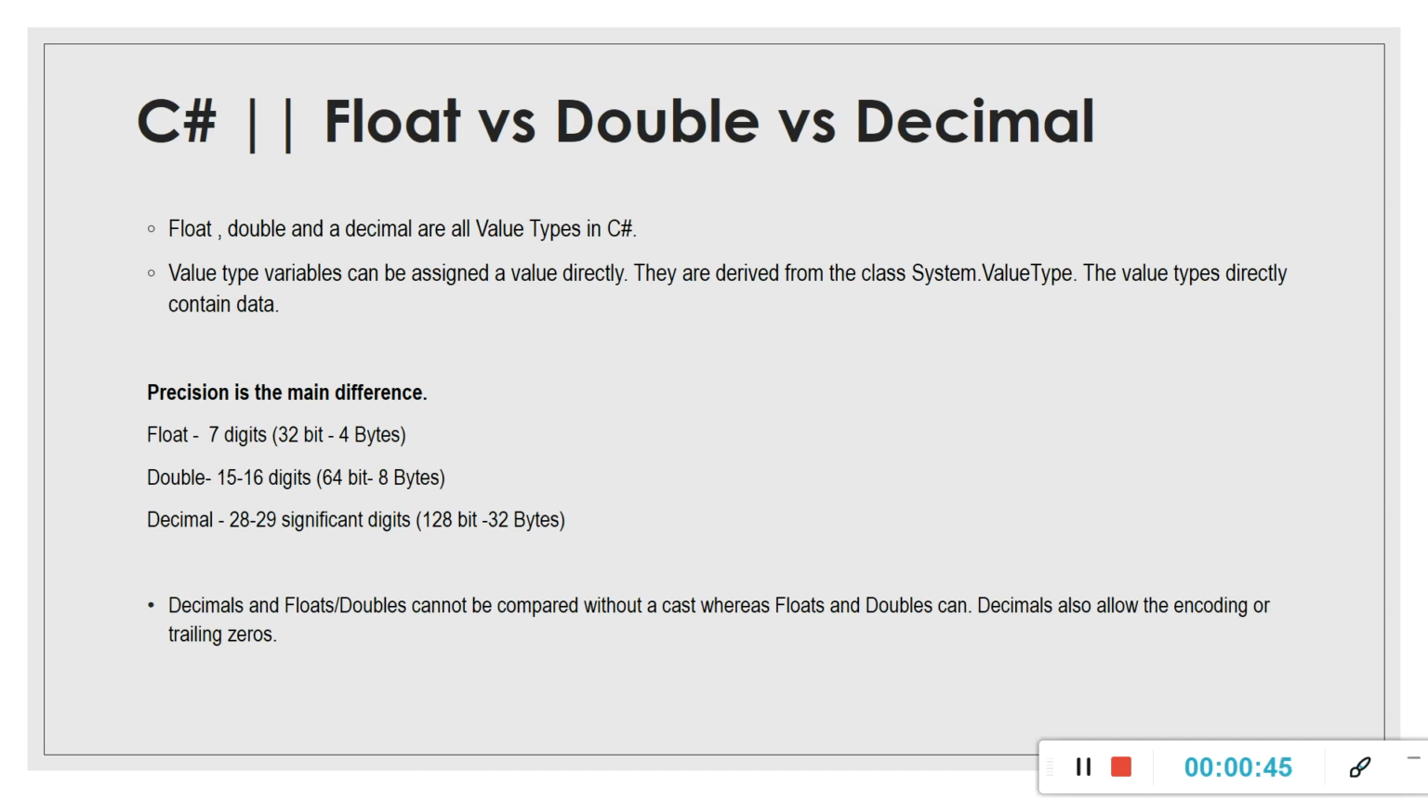So you can see float has a size of 32 bits and double has a size of 64 bits, and the precision is 7 digits for float, 15 to 16 digits for double, and 28 to 29 significant digits for decimal. And one important point, decimal and float or double cannot be compared without a cast, whereas float and double can. Decimal also allows the encoding of trailing zeros.